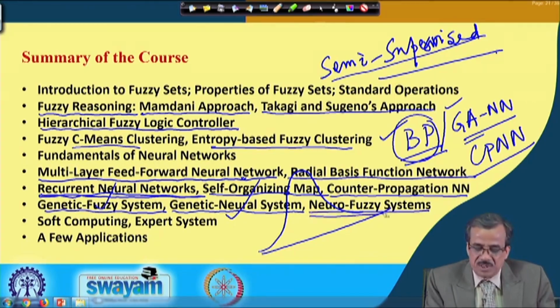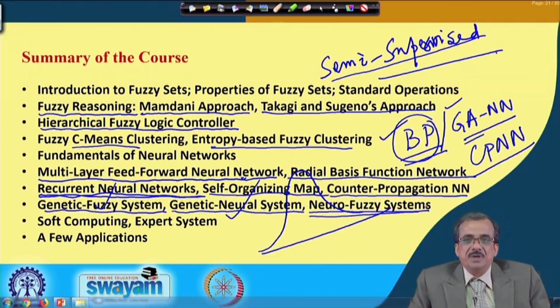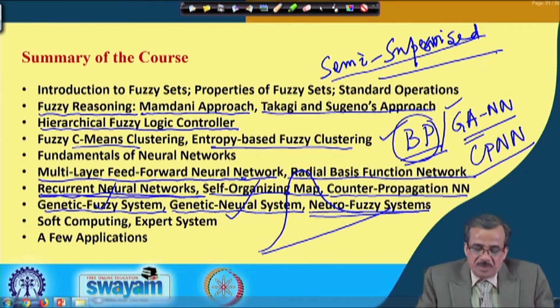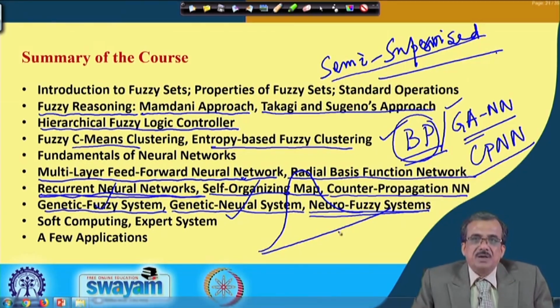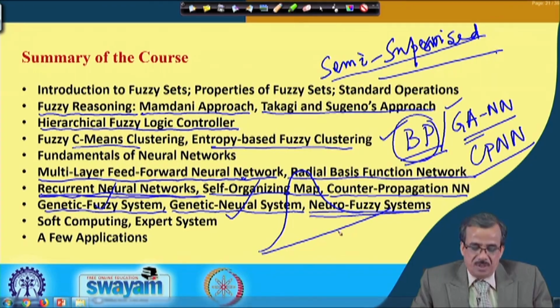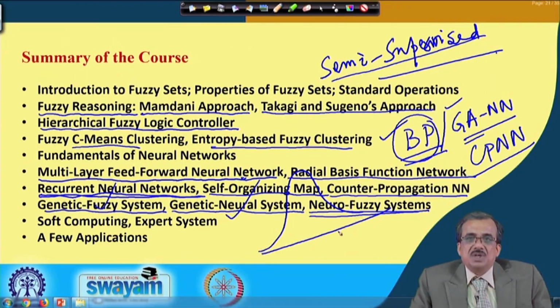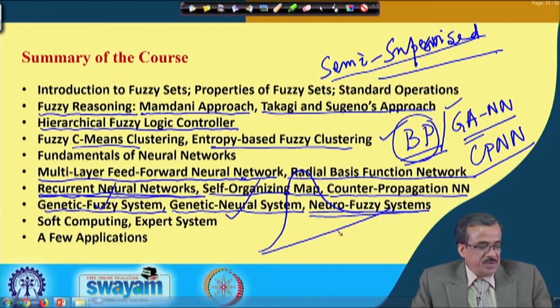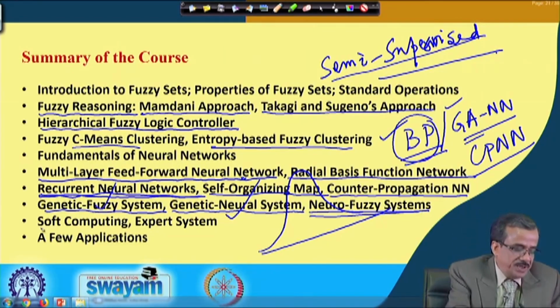Now, this neuro-fuzzy system has been developed in two different ways, based on the Mamdani approach and based on Takagi and Sugeno's approach. We have seen how to develop this neuro-fuzzy system using the principle of genetic algorithm, and we in fact discussed the genetic neuro-fuzzy system. So, after discussing these combined tools, we started with the definition of soft computing.